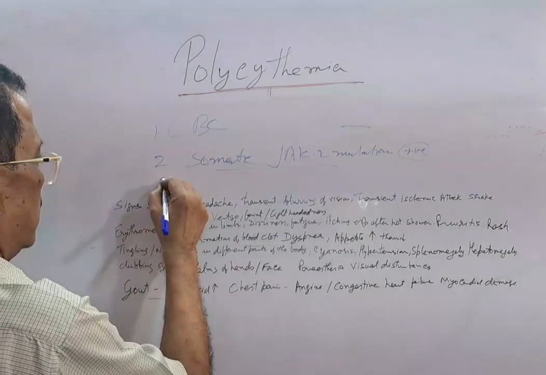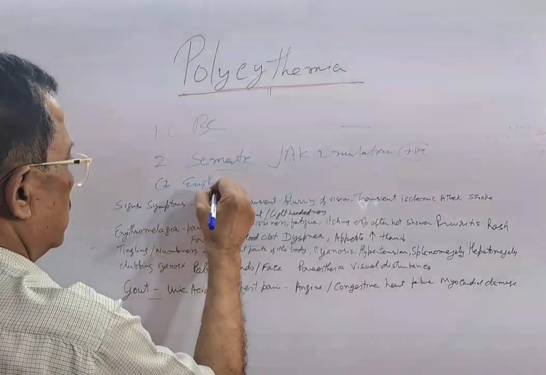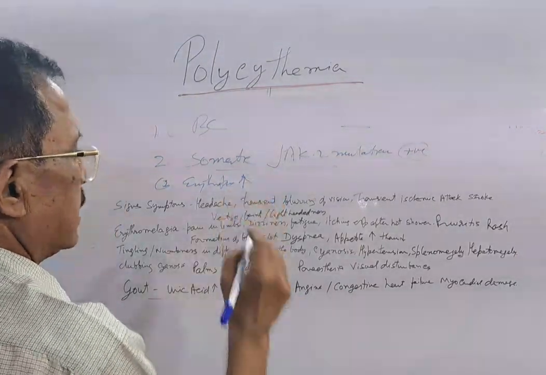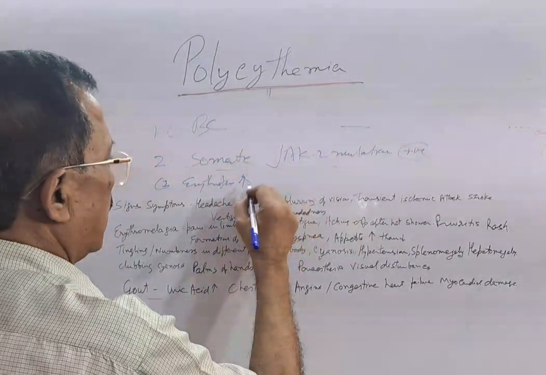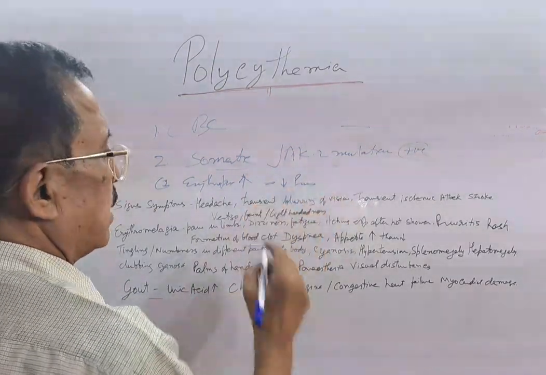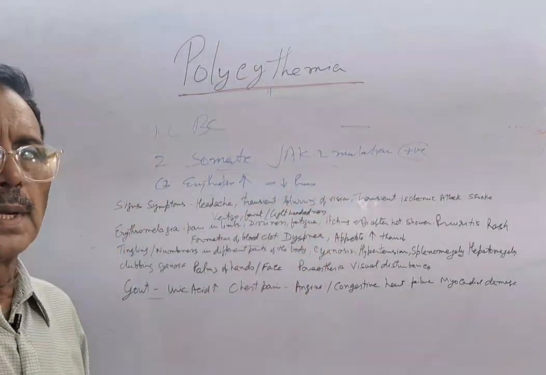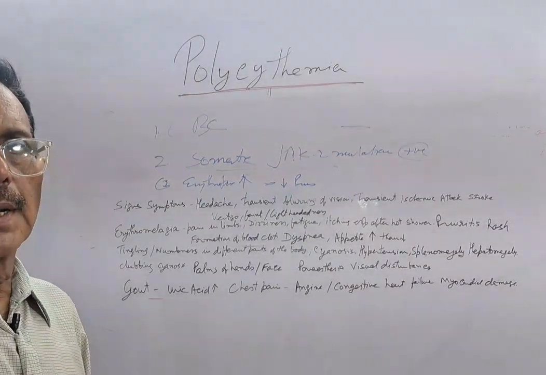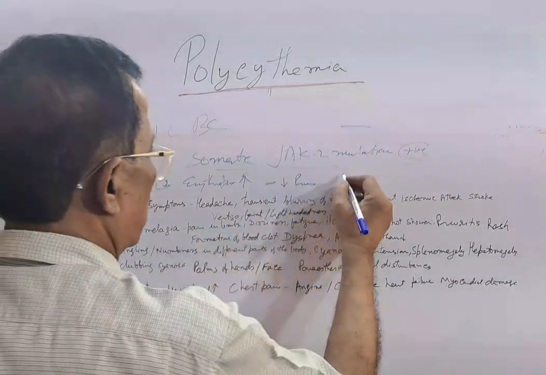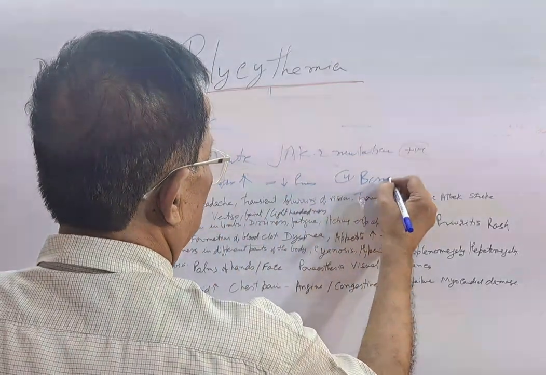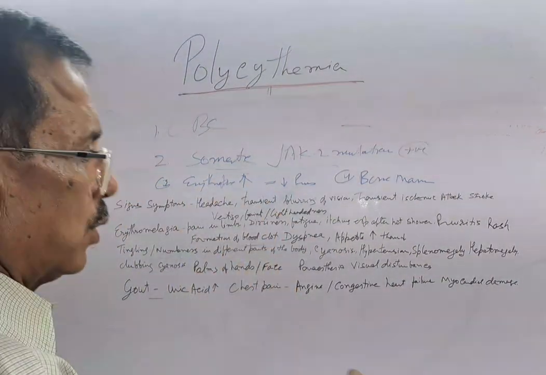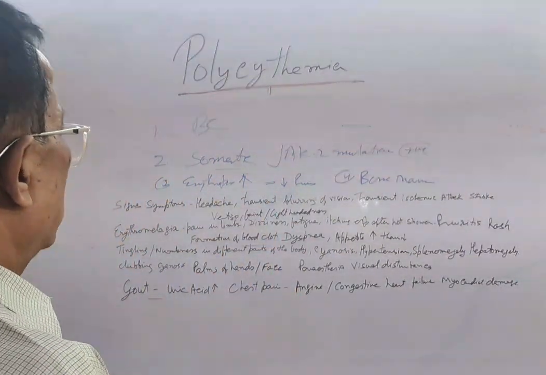Then third is erythropoietin estimation. Erythropoietin is raised in secondary type of polycythemia, but it is normal or reduced in case of primary polycythemia. Primary polycythemia is also known as polycythemia rubra vera or polycythemia vera. Then bone marrow. These things will confirm the diagnosis of polycythemia.